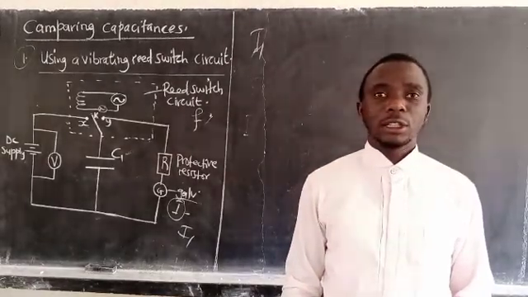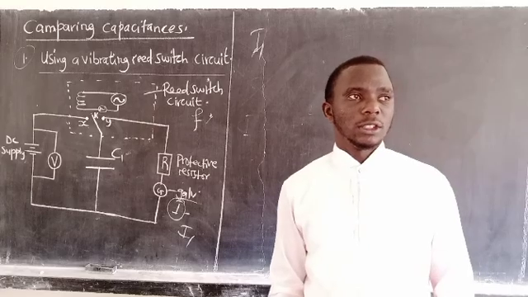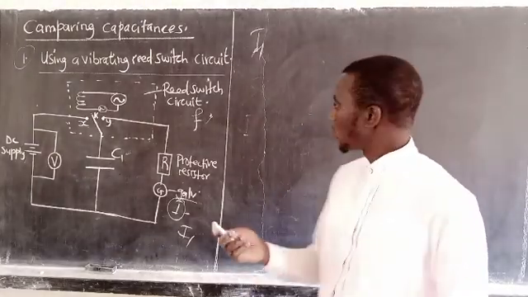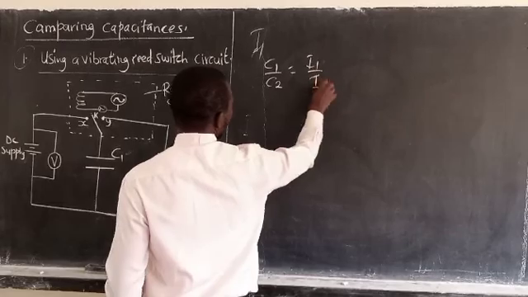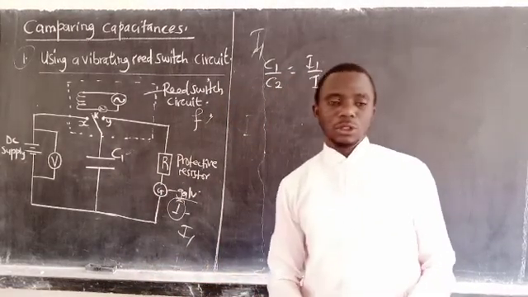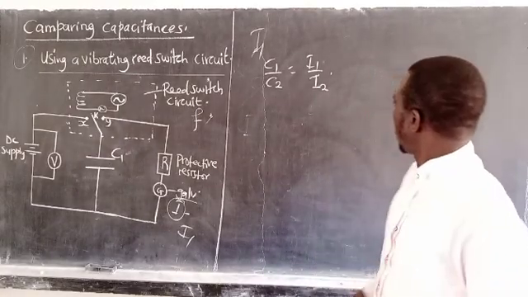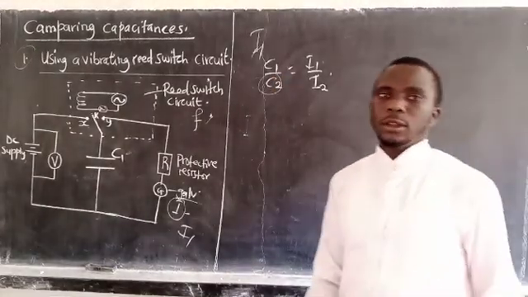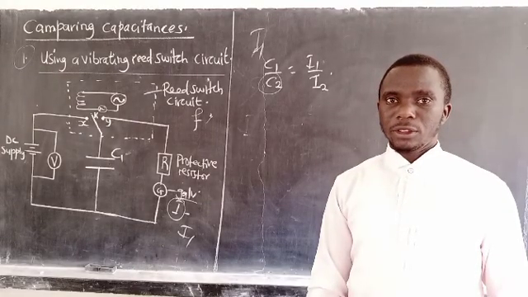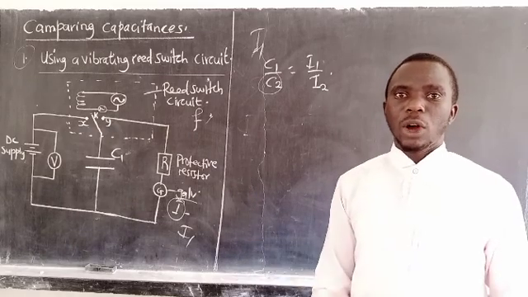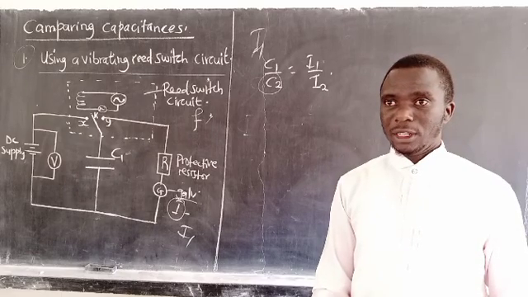The capacitors of capacitances C1 and C2 are compared using the expression C1 out of C2 equals I1 out of I2. Note, in case C2 is known, then C1 can be determined.